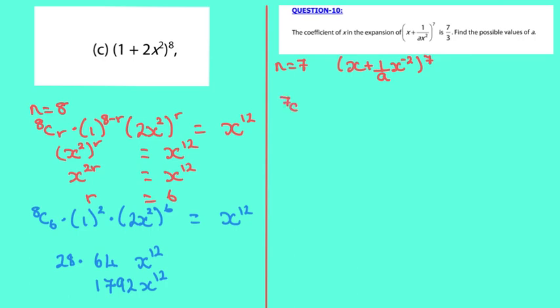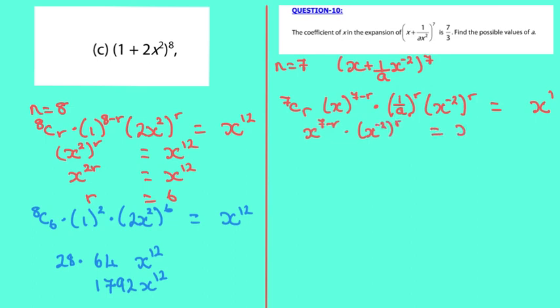Therefore, I get 7 choose r, x to the power of 7 minus r, 1 over a to the power of r, x to the minus 2 to the power of r, and this must equal x to the power of 1. To find r, I get x to the power of 7 minus r, x to the minus 2 to the power of r must equal x to the power of 1, giving 7 minus r minus 2r equals 1, r equals 2.